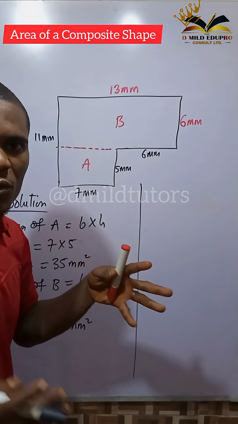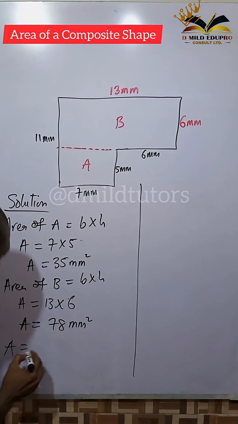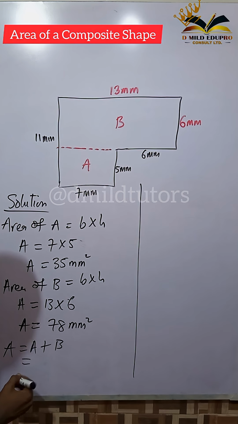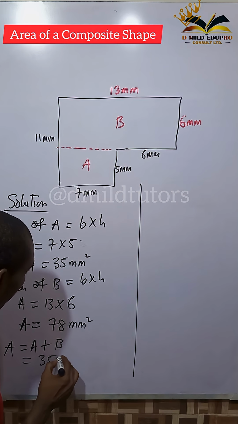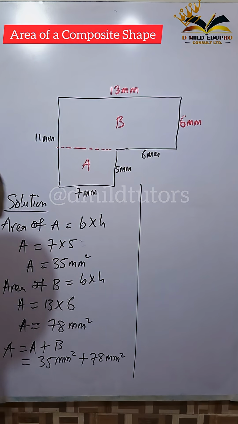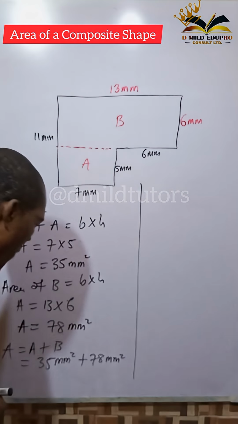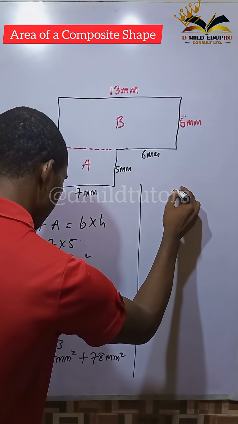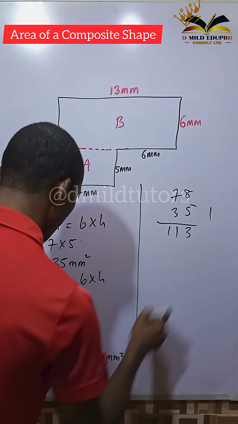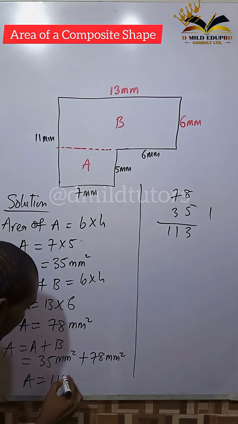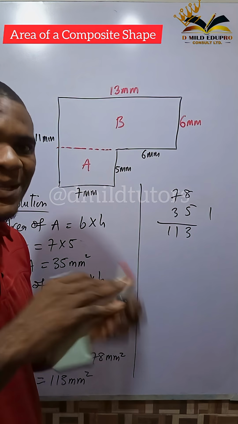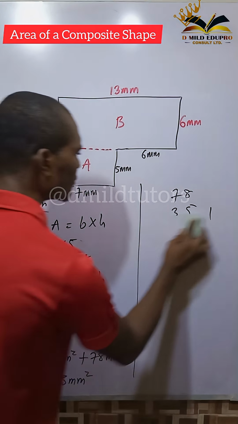Now that we've gotten the area of the two, we'll add them together. So the area of the entire shape, the area of that composite shape, is going to be the area of A plus B. The area of A is 35 millimeter squared, plus the area of B, 78 millimeter squared. By the time you add these two up, 78 plus 35, you have the entire area to be 113 millimeter squared. So this is the first part, when you partition the shape into two parts.